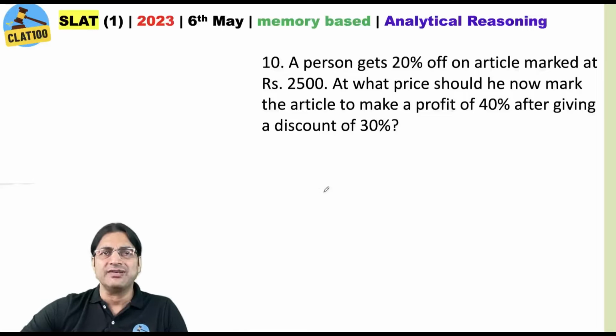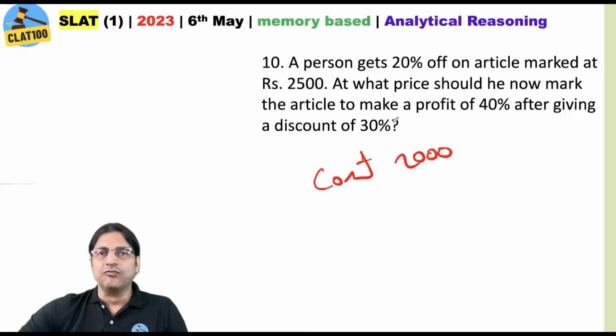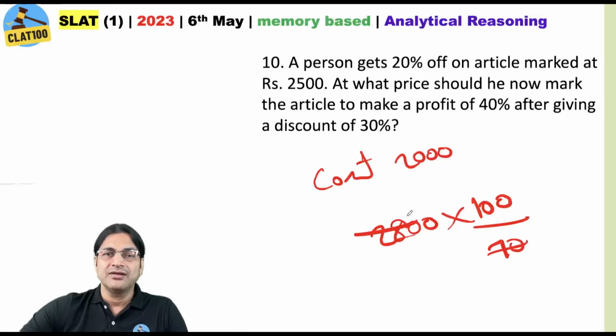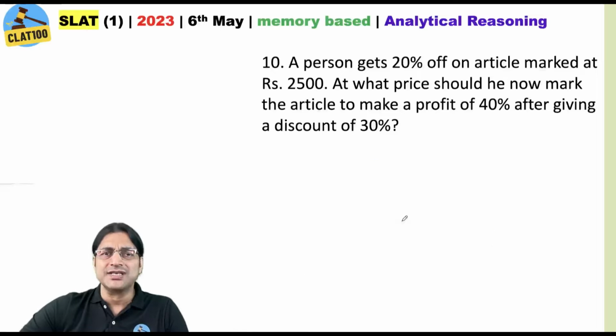Alright, a person gets 20% off on an article marked at rupees 2500. So if it is marked at 2500 and he gets 20% off, 1/5 is 20%, 1/5 of 2500 is 500. So his cost is 2000. Right? At what price should he now mark the article to make a profit of 40% after giving a discount of 30%? So 40% of 2000 would be 800. So he wishes to get 2800, but after giving a discount of 30%. So the marked price must be 2800 into 100 by 100 minus 30. That is 70. All right. So 4000 was the answer to this question. Absolutely no doubt, right? One of the clean questions here in the examination.